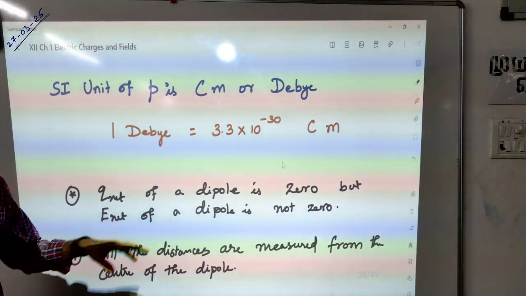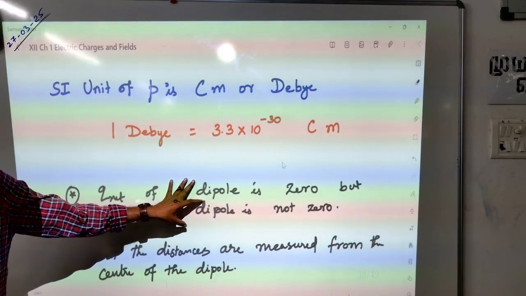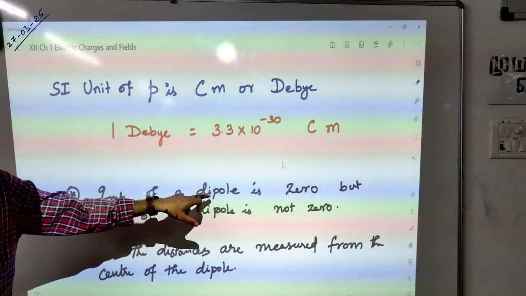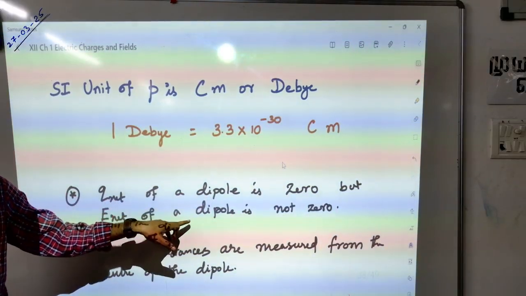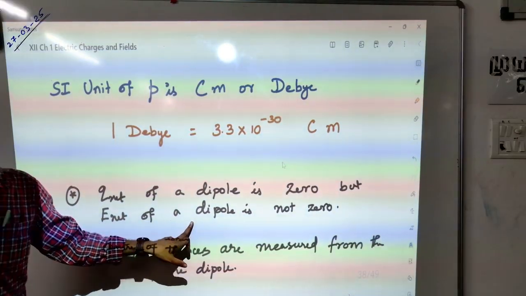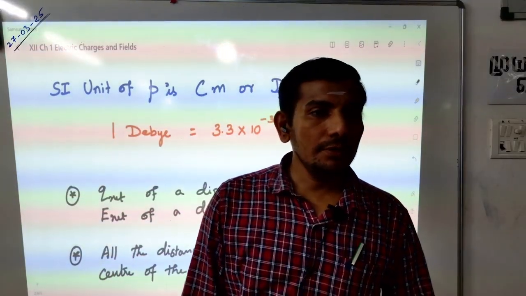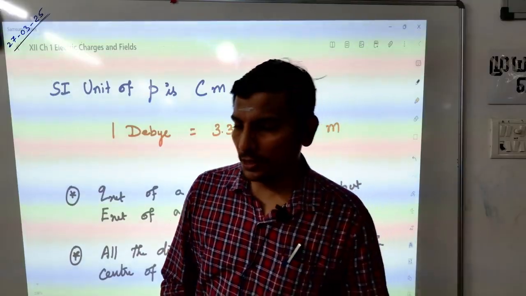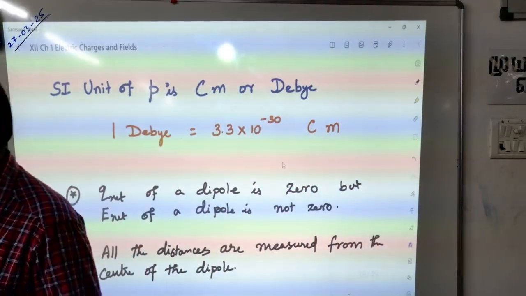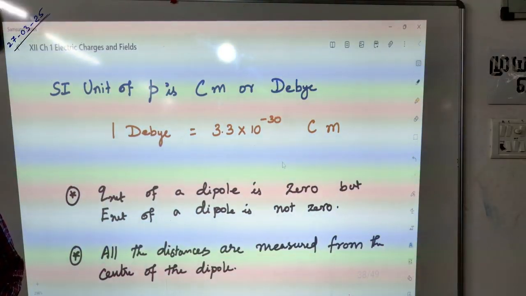So an electric dipole is a system in which the net charge of the system is 0, but the net field due to the system is non-zero. Because if you take an electric dipole, it is made of both positive and negative charges. So the sum of the positive and negative charges turns into 0.